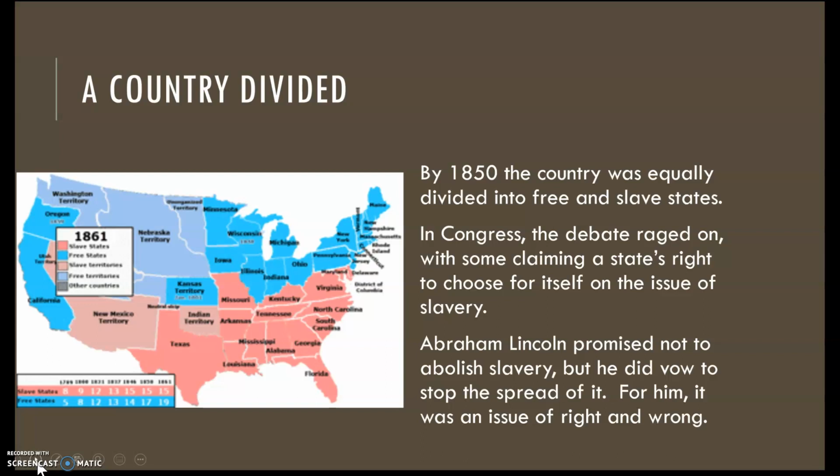So for him, it wasn't really a political issue. It wasn't the issue of free states or slave states. It was an issue of right or wrong, and he believed that holding another human being and treating them like an animal was wrong, like I would hope many of us feel.